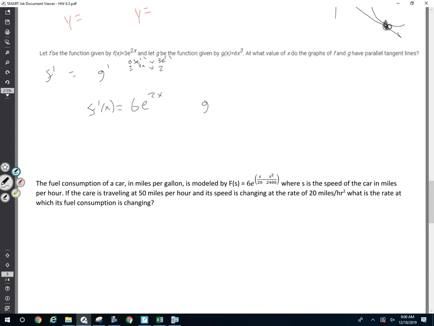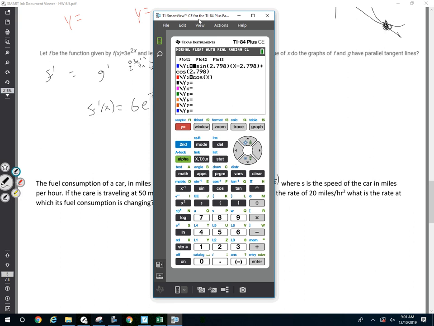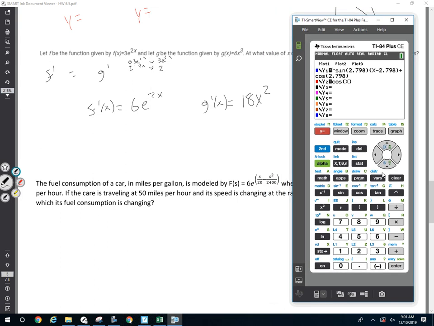There's f prime. g prime is 18x squared. When will f prime equal g prime? Let's graph f prime and g prime.